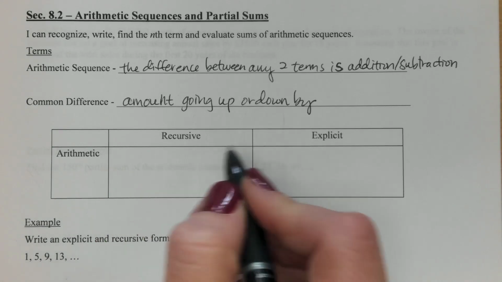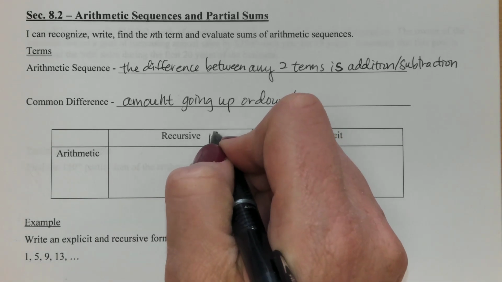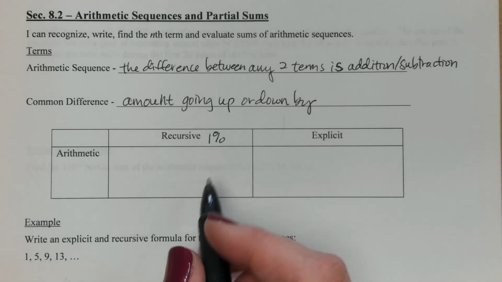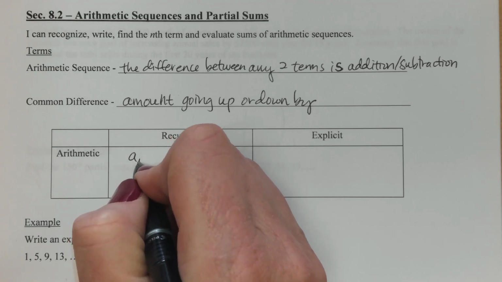But we have recursive formulas and we have explicit. Remember, recursive we use about 1% of the time. It's not a super helpful formula to have, as you have to keep writing terms to find the next terms. So if you want like the 10th term, you have to write 1 through 9 in order to get there. So recursive is not super helpful.